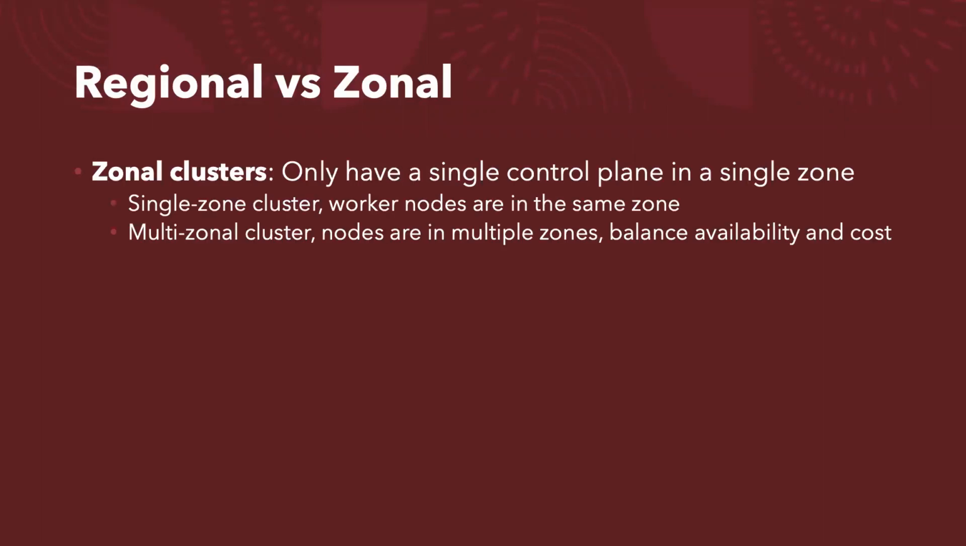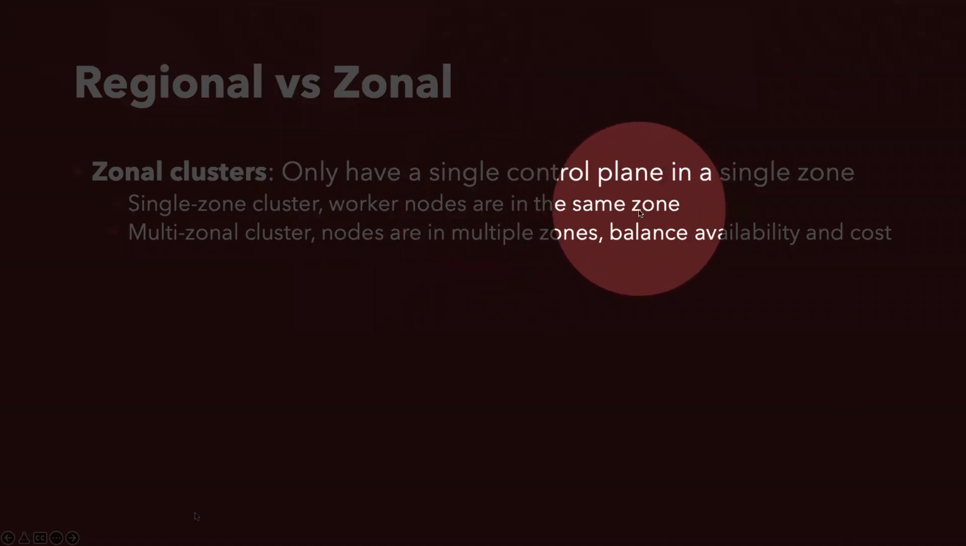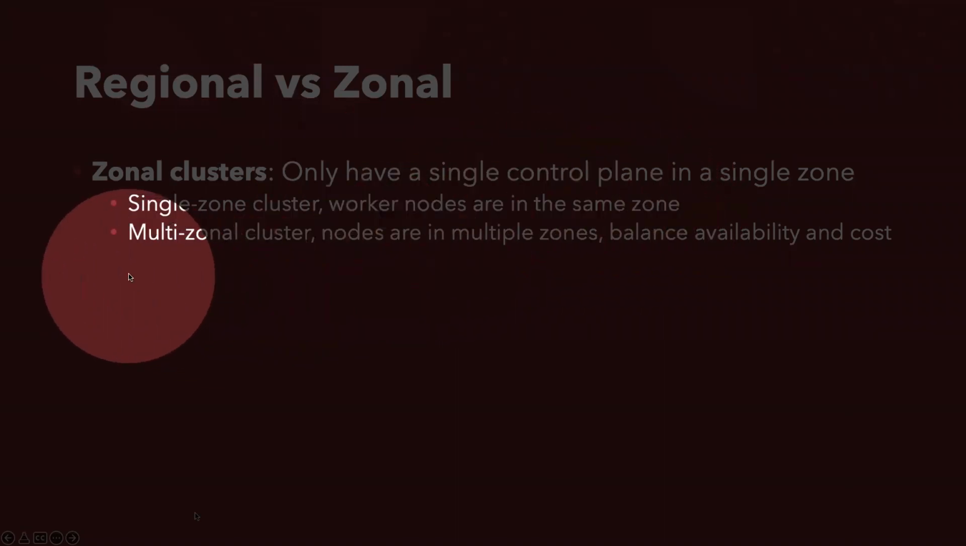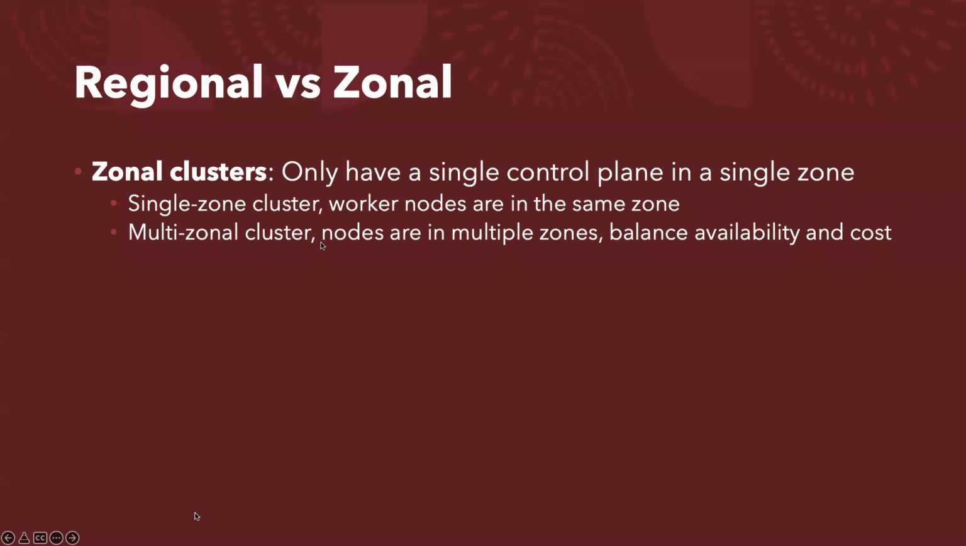Zonal cluster is where you only have a single control plane in a single zone. That is called a zonal cluster. But you do have two options. You can create a single zone cluster, which means your workloads are in the same zone as your control plane nodes. And you also have an option to create a multi-zonal cluster. That means your workloads can run in multiple zones. It is more for balanced availability and cost. But overall, it's not a highly available option because you only have a single control plane in a single zone.